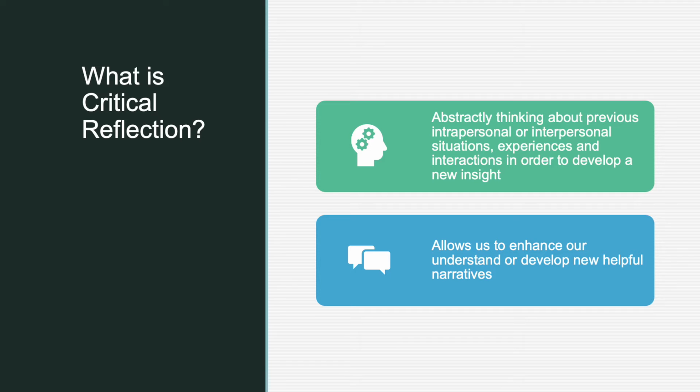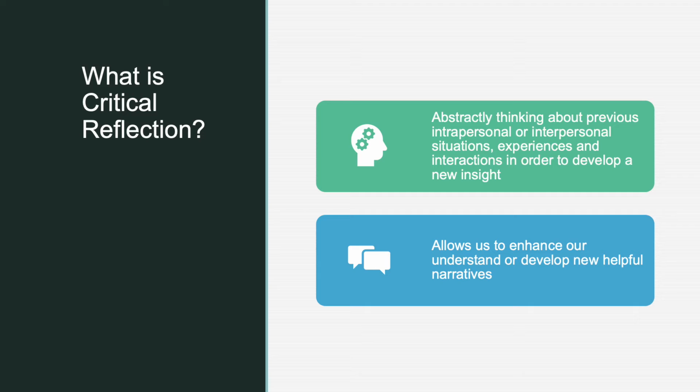Basically, that means if you had a situation where you got into an argument with your mom or your dad, for example, critical reflection would be abstractly thinking, or thinking outside the box, thinking in ways you didn't think before about the argument you had with your parents. Thinking about different ways to think about it, ways you could have made the situation a little bit better, things that you did that you might not want to do again if you were in the same situation, stuff like that. You're thinking about the situation in a new way to develop a new insight on the situation.